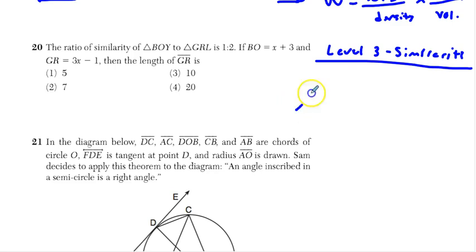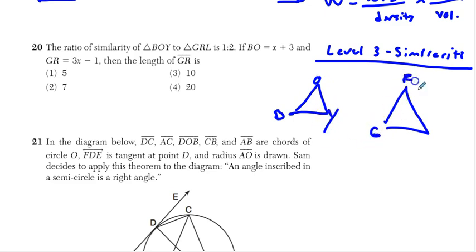Just draw a little sketch here. So we're going to draw a sketch of our two triangles. All right. We got BOY and GRL. Now it tells us that BO is x plus 3, and it tells us that GR is 3x minus 1. How do we figure out what x is so we can figure out what the whole length of GR is? Well, this is what you can do. You can actually set up some ratios.